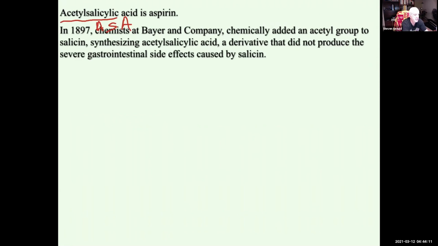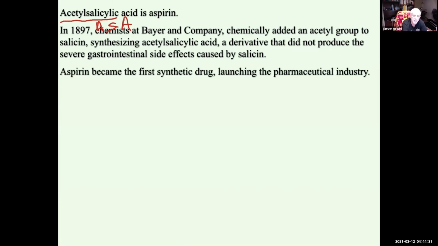Okay. In 1897, at the Bayer Company, they chemically added an acetyl group to salicin that synthesized acetylsalicylic acid. Bayer was the first aspirin. It's a derivative that did not produce the severe gastrointestinal side effects caused by salicylin. Okay. It had a buffering effect. Aspirin became the first synthetic drug, launching the pharmaceutical industry. So the first synthetic drug developed by Bayer Company was aspirin. They put an acetyl group on the salicylic acid and it became acetylsalicylic acid.